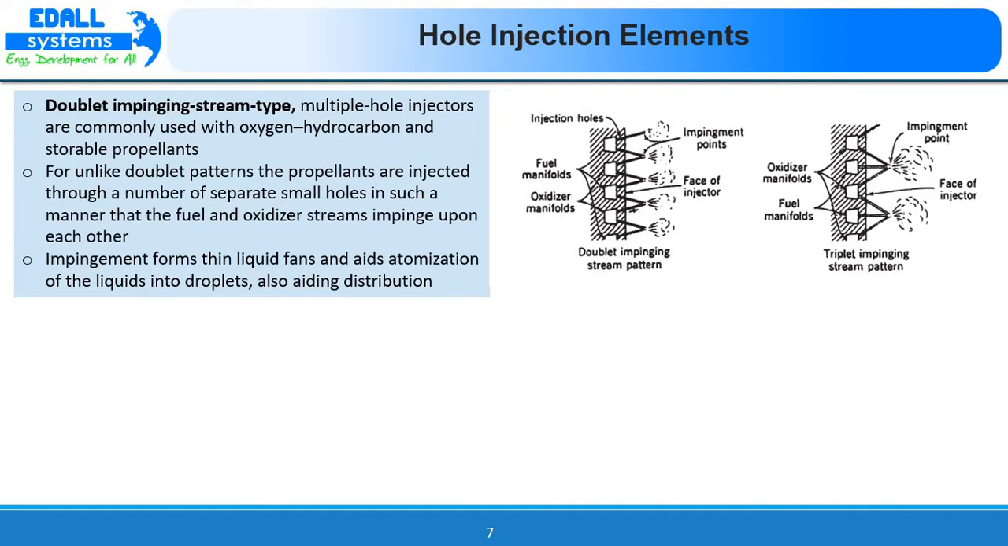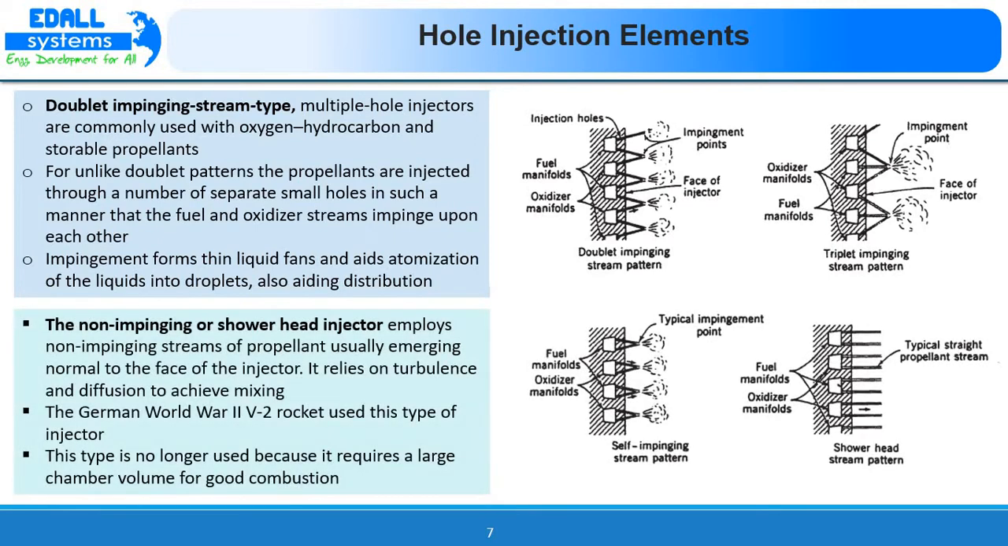In this type, multiple hole injectors are commonly used with oxygen, hydrocarbons and storable propellants. For unlike doublet patterns, the propellants are injected through a number of separate small holes in such a manner that the fuel and oxidizer streams impinge upon each other. Impingement forms thin liquid fans and aids atomization of liquids into droplets, also aiding distribution. This kind of doublet impingement helps in mixing because the fuel and oxidizer are mixed at their impinging points.